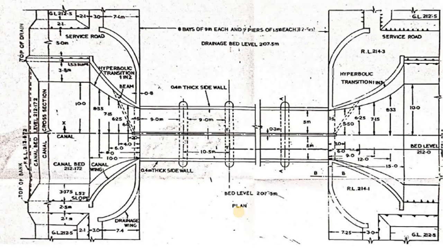Next is regarding the drawing and detailing of the designed structure. So this figure shows the plan of the aqueduct. Here, as you can see, these double lines drawn show the wall of the aqueduct. These are the walls provided.